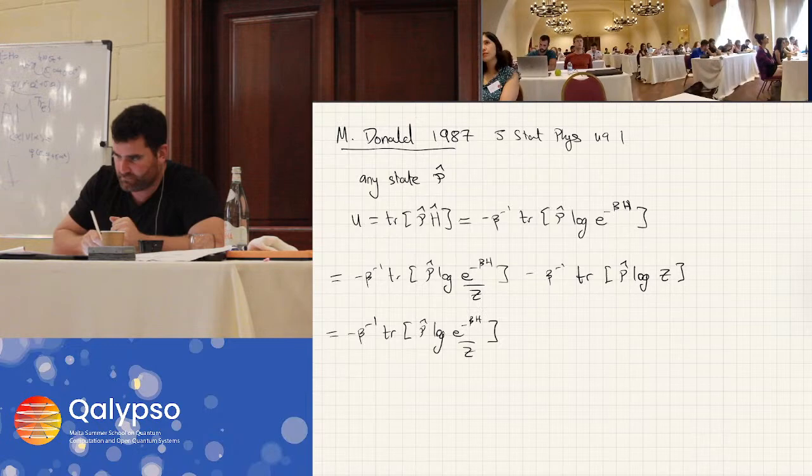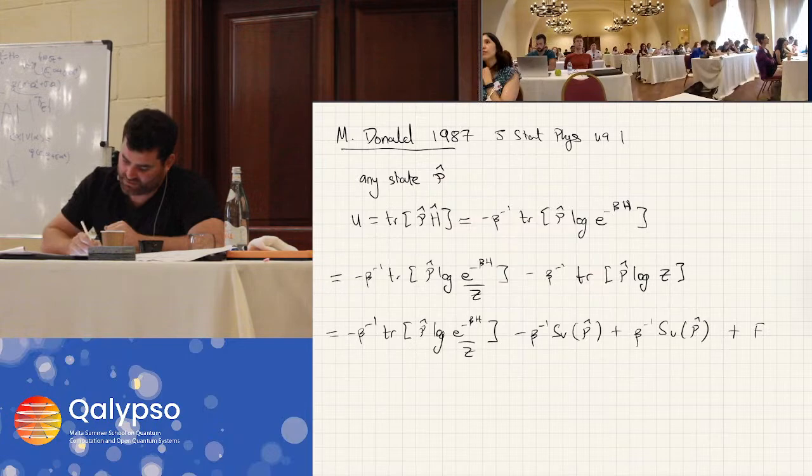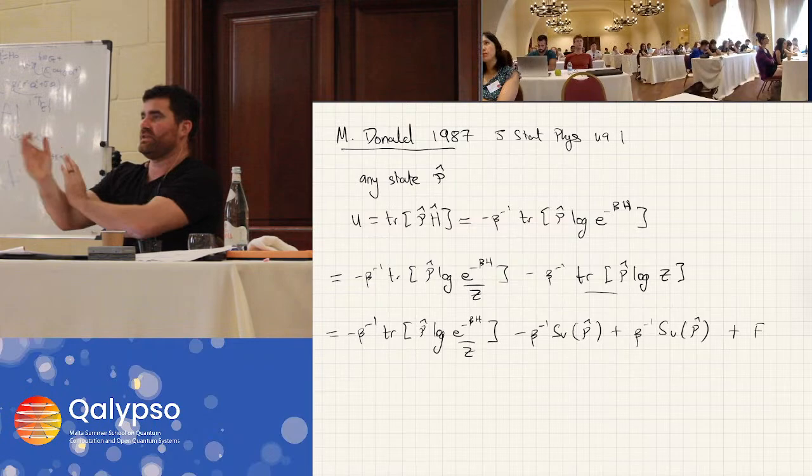So I'm subtracting S_V, the von Neumann entropy of rho, and I'm adding plus F. Because look, the trace of rho will come out, it's just equal to 1, and you get log of Z times beta minus 1. Okay, so it's just F, that one.